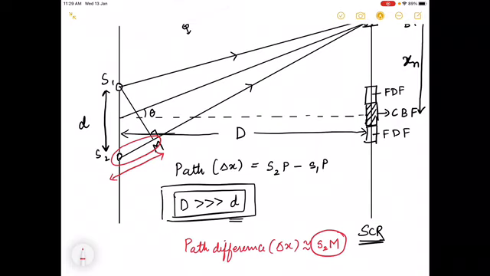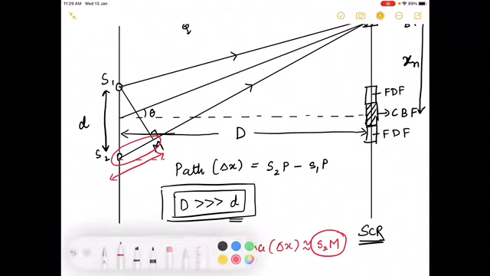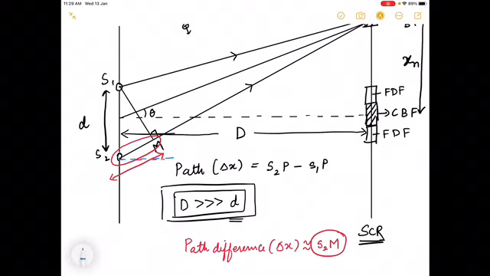Let me use a different pen. You know this angle is theta. So if that angle is theta, this angle will be 90 minus theta. I hope everybody is following, right? If that is 90 minus theta, then this angle will be equal to theta. Yes or no? Then I'm sure everybody can agree that S2M is actually equal to d sine theta.